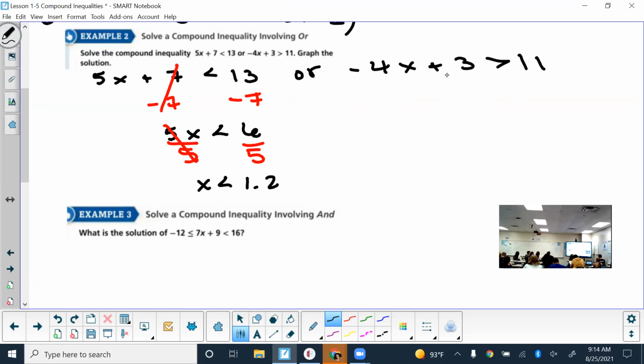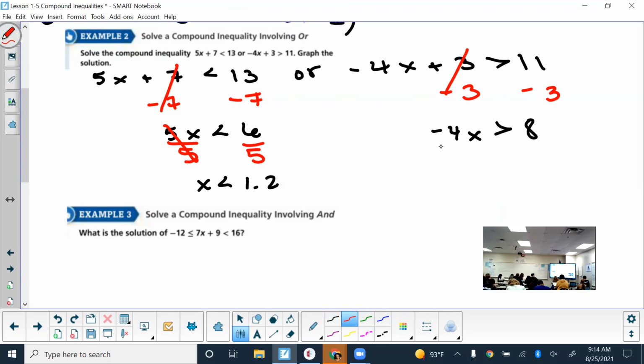Now solve the other one. Opposite of adding 3 would be good, so do that on each side. On the left side, we have negative 4x greater than, what's 11 minus 3? Good. And then the opposite of multiplying by negative 4? Do that on each side. Do I need to flip it in that situation? Yes, because this time we did divide by a negative. So now instead of greater than, it's going to be less than negative 2.